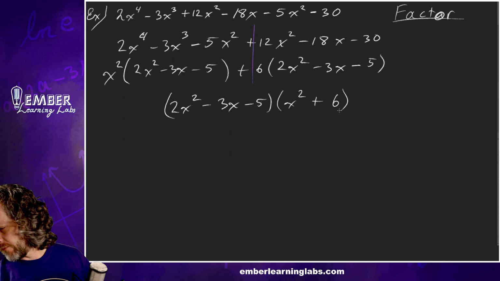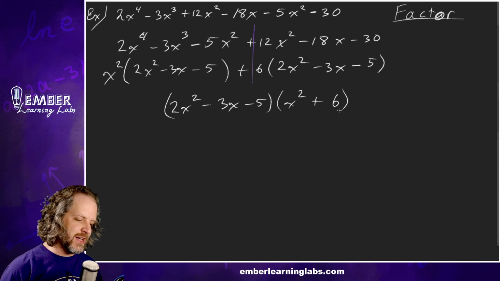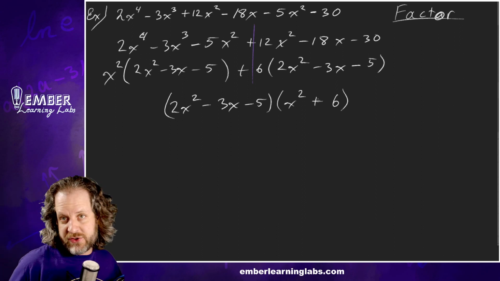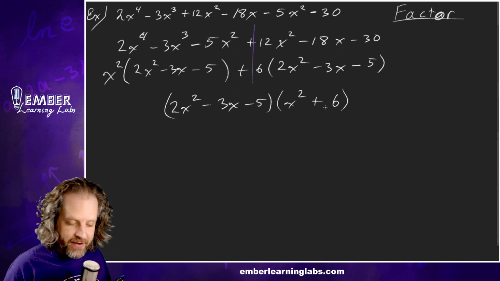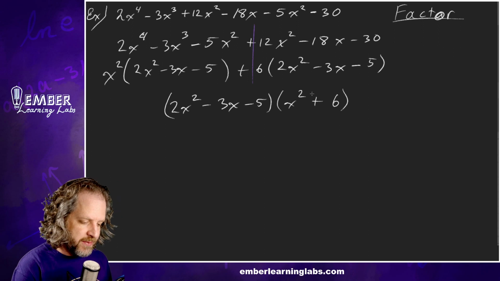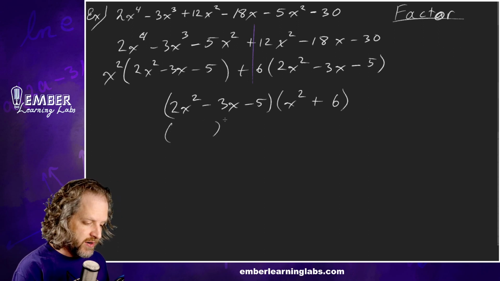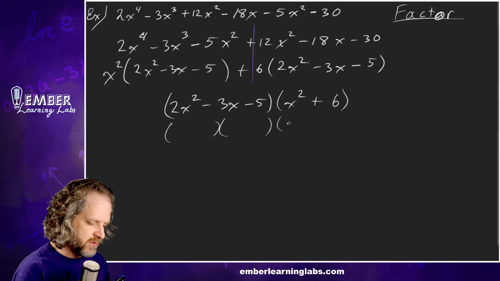Right? Can we factor anything else? Well, we can't factor this guy. It's not a difference of two squares. It's a sum, but it's not a sum of cubes. So we can't factor it anymore. So he's as factored as he can be. Now this one, let's give it a shot.